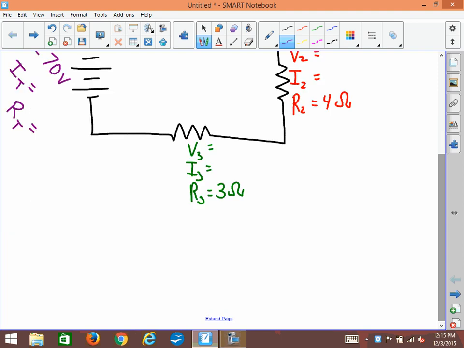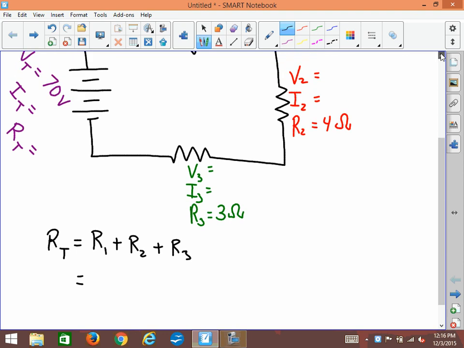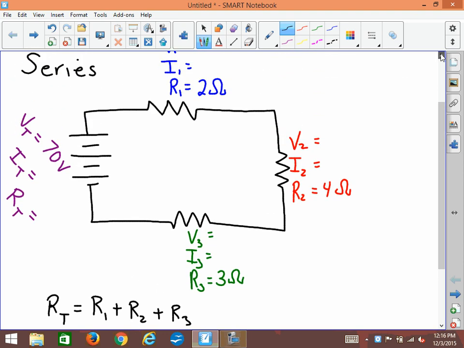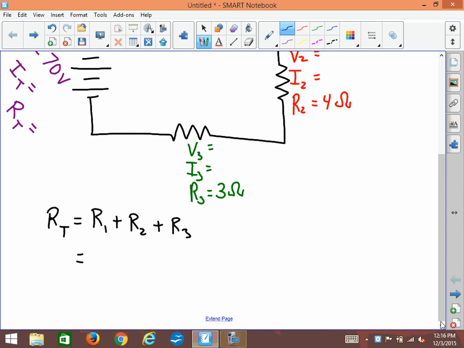So let's start there. Let's remember that in series, Kirchhoff's law says that the total resistance is equal to the sum of all the resistances in the circuit. Since I have 3, I'll just go as far as 3. And if you go back, you'll see that the first one, R1, was a 2, and then we have a 4 and a 3. So 2 ohms plus 4 ohms plus 3 ohms is the total resistance. And that's easy enough to do in our head. 4 and 2 is 6, so this is 9. Right?